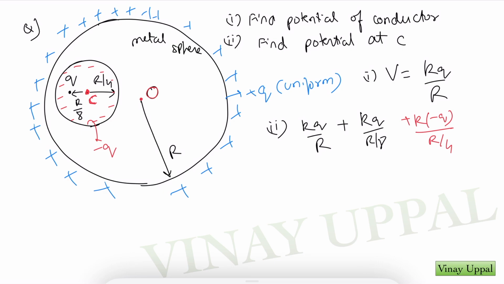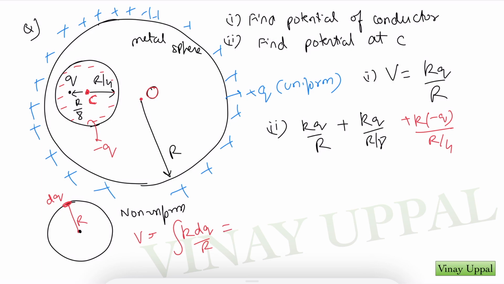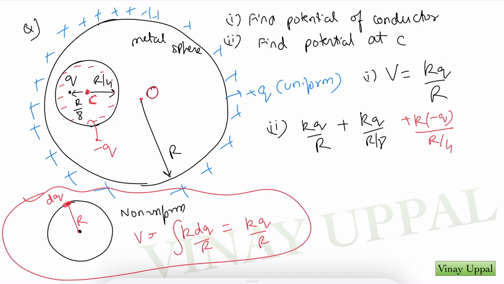Now how did I write this? If you have a hollow sphere where the distribution is non-uniform, there is one point where you can still write the potential, which is at the center, because every dq charge on the surface of a hollow sphere is at a distance capital R. So I can write potential as k dq by r, and when I integrate, it doesn't matter whether the charge is uniform or non-uniformly distributed, it will come out to be kq by r. So in this case, at point C, it will be k, the charge on the inner surface is minus q divided by the radius R by 4. And you will get your potential as 5 kq by R. So this is the potential at C.